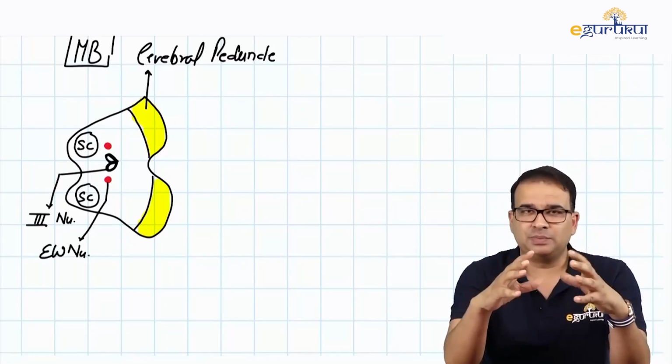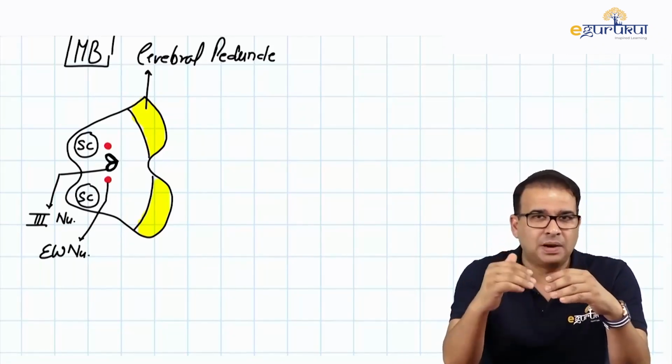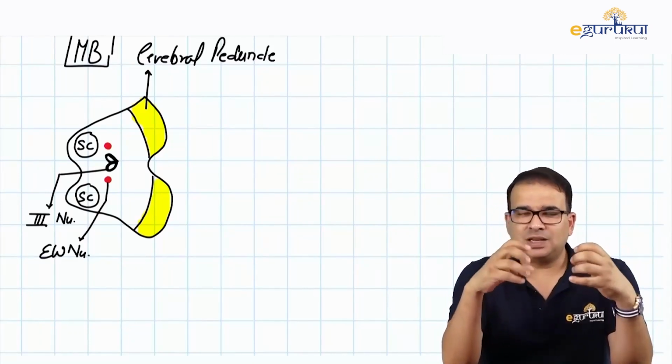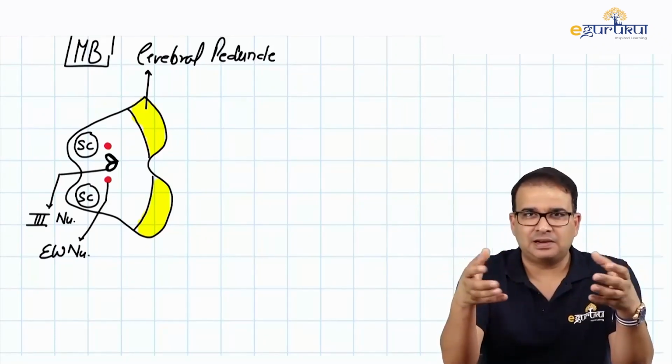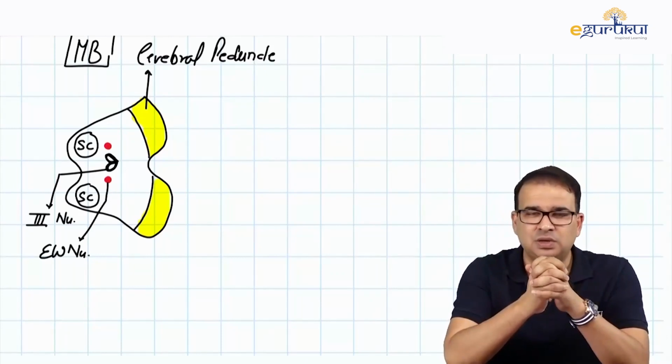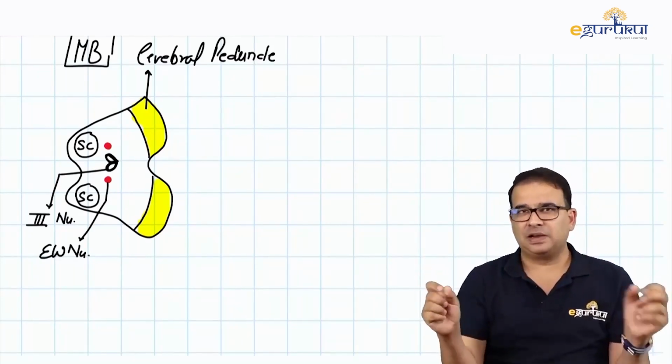You're looking at a section of the brainstem, in the midbrain, at what level? At the level of the superior colliculus. What do you see there? There are two third nerve nuclei, bilaterally present, but they're fusing in the midline, which has some clinical significance also. And then we have two separate Edinger-Westphal nuclei as well.